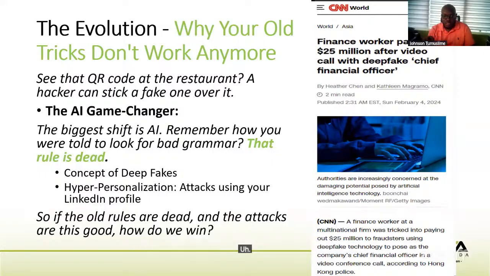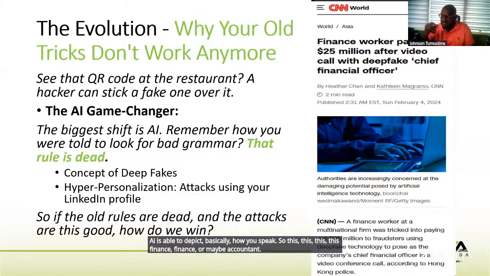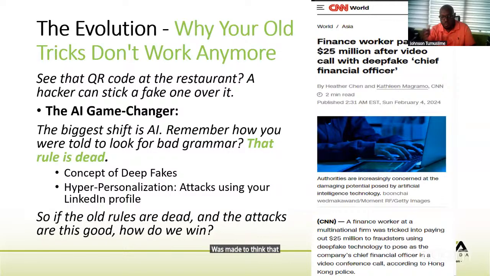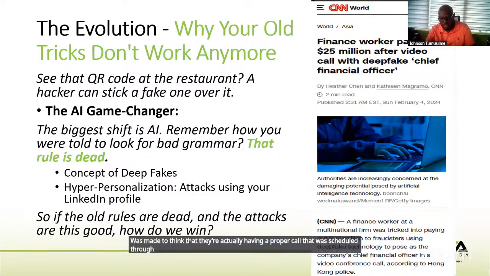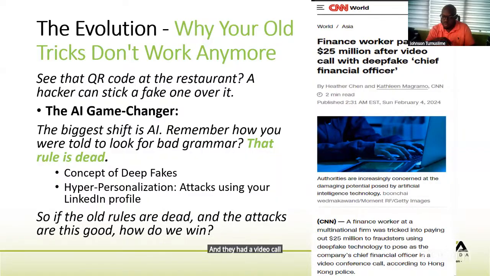AI is able to depict basically how you speak. So this finance worker or maybe accountant was made to think that they're actually having a proper call that was scheduled through proper email channels, and they had a video call, probably Zoom or whatever platform they're using. And in that call, the actionable output was to make a payment of $25 million to a certain account. Now, of course, the question would be, how did this happen? Why is it that at that particular point?